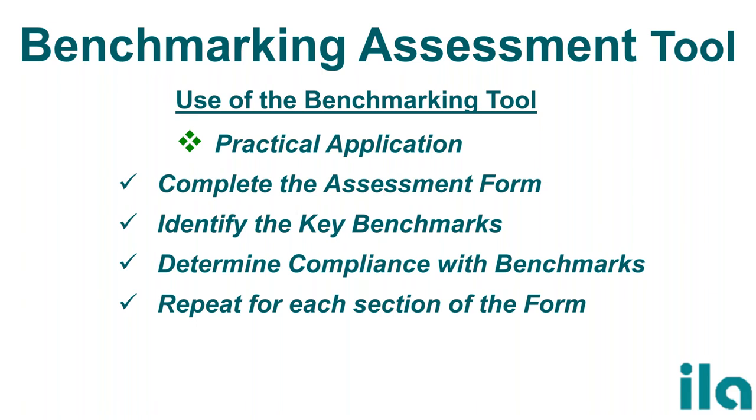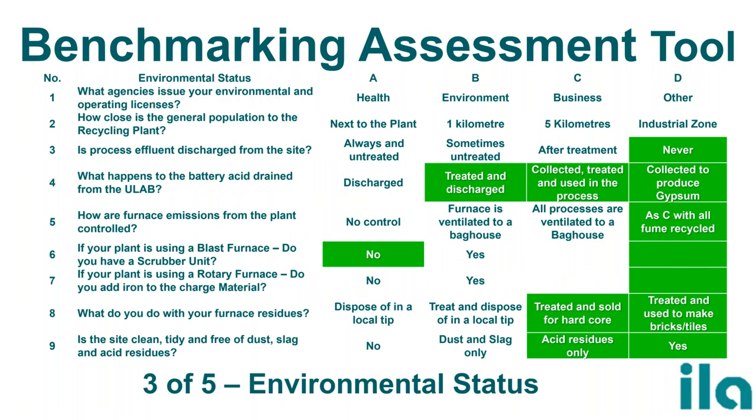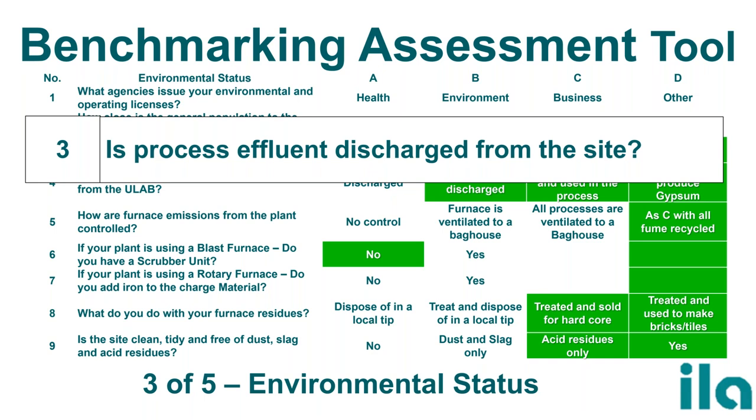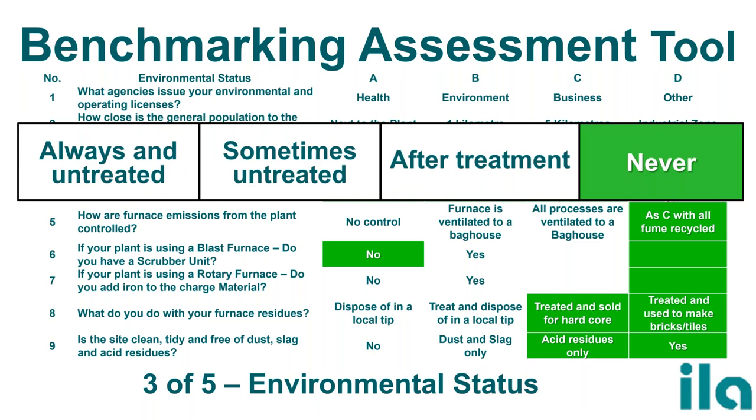So what you need to do then is to repeat the process for each section of the form. And I'm obviously not going to go through every single question today. So we'll just take one example here. Let's take number three. Is the process effluent discharged from the site? And we've got answers. Always discharged and untreated. That's most unsatisfactory, of course. Sometimes untreated, after treatment and never discharged because we operate a closed loop system. And that would be the ideal situation.